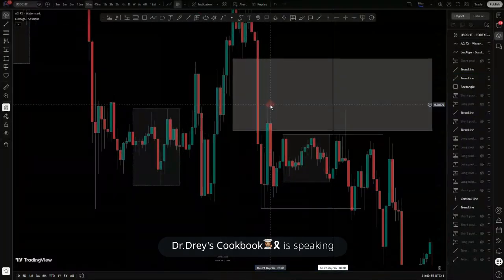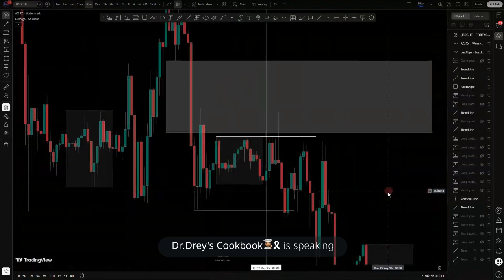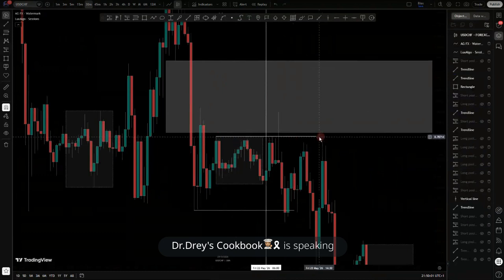So I had to delete that. Price did come to the imbalance, by the way. This was price mitigating the imbalance. But then we had a sweep of the Asian high. Then we had a break of structure.